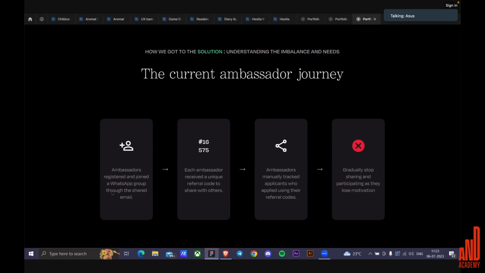The process they had was that a campus ambassador would register on the website of the fest, and they'd be asked to join a WhatsApp group. Each campus ambassador would receive a unique referral code, a 4-digit or 6-digit code, and they had to share this code with everyone through WhatsApp or any other means. They had to make sure that any person registering for an event used this referral code. That was the method used.